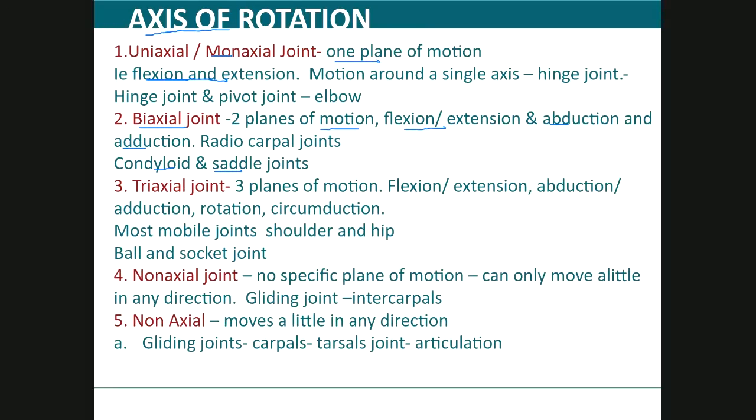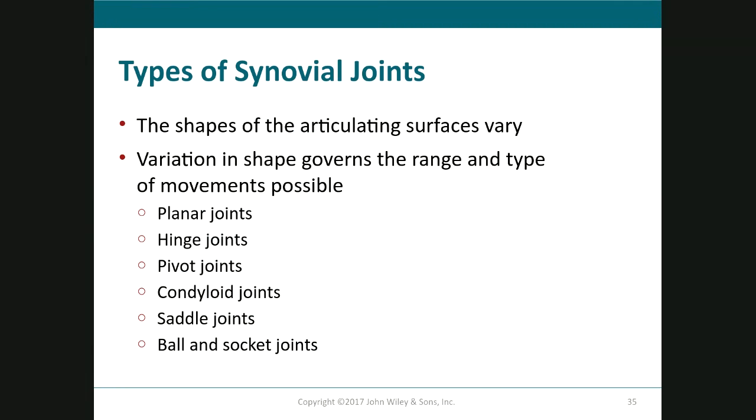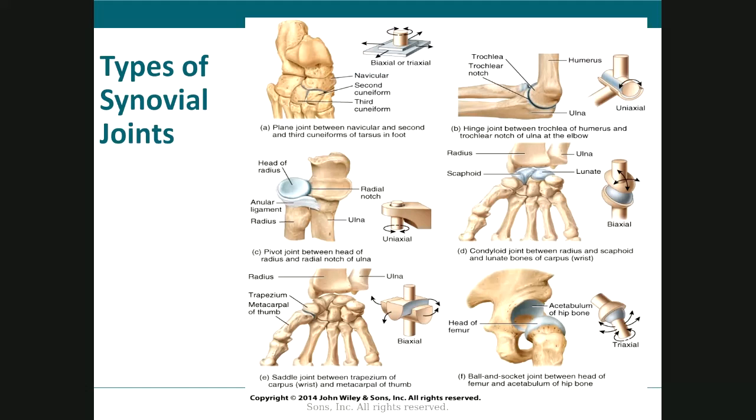The next one is triaxial. So this is where there are three planes of movement. These joints are very movable, but you can flex, extend, abduct, adduct, rotate and circumduct. These are the most mobile joints. They're considered ball and socket, which we see at the shoulder and hip. The fourth one is a non-axial joint, where it's only a gliding joint, such as at the intercarpal or tarsal joints. So there's little or no movement in those joints. So we'll divide this group up and look at each of these joints in more detail.